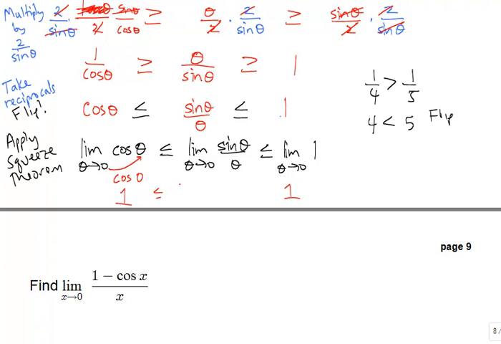So what does that force the limit of this middle function to be? If it has to be between 1 and 1, then it must be 1. So this tells us that the limit as theta goes to 0 of sine of theta over theta equals 1.